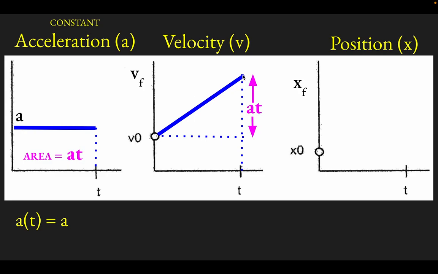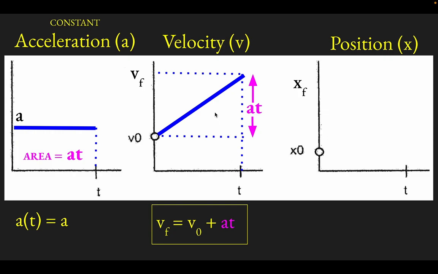So where we end up at the end of the time interval, we're going to call that the final velocity. To see what that final velocity is, we just need to see how far we moved vertically on this graph. How far up are we vertically? We're up v initial plus at. And so this is one of what are called the kinematic equations for constant acceleration. That's in the yellow box here.